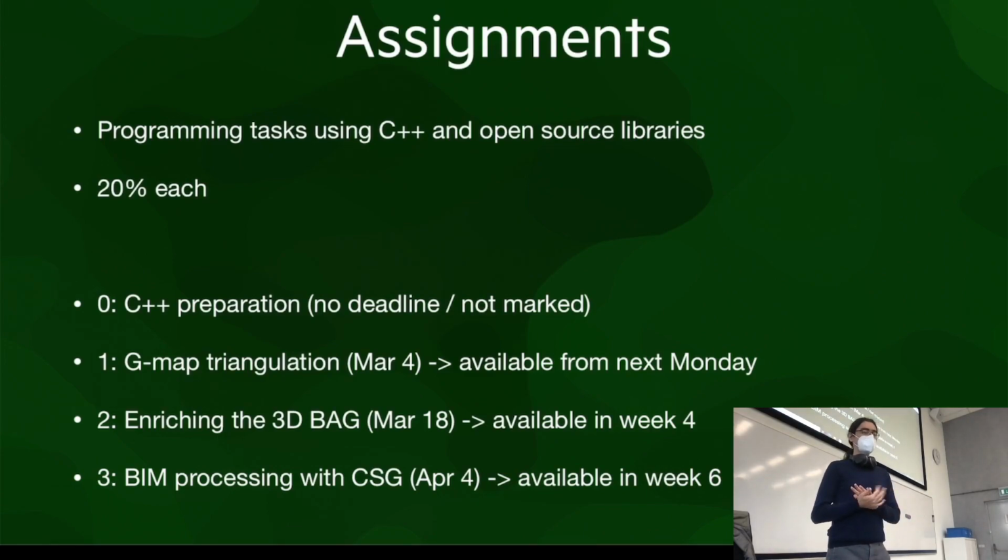And finally, we will do something with BIM, building information modeling, a standard that is widely used in construction and design. We will process detailed building models with constructive solid geometry. The idea is that you have more or less 2 weeks for every assignment. So on Monday, you can start with assignment 1 and you deliver it 2 weeks later. Then assignment 2 is available on week 4 and assignment 3 on week 6.